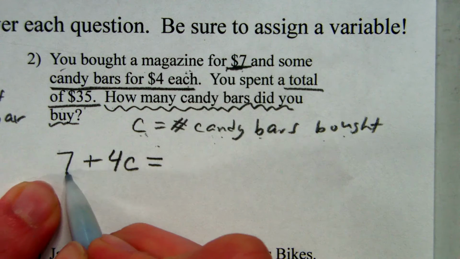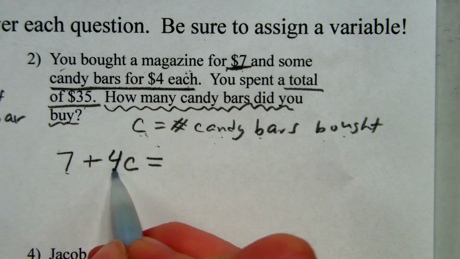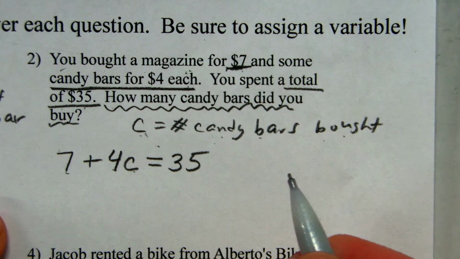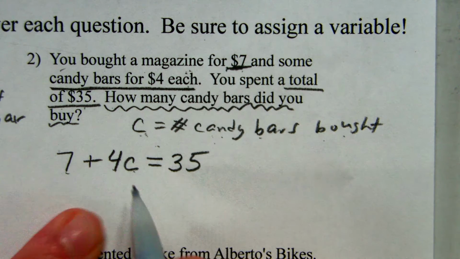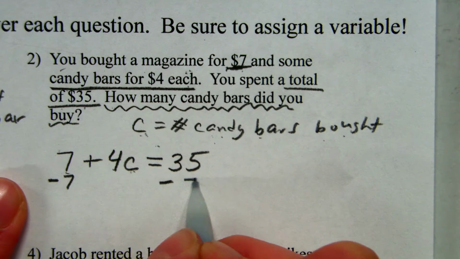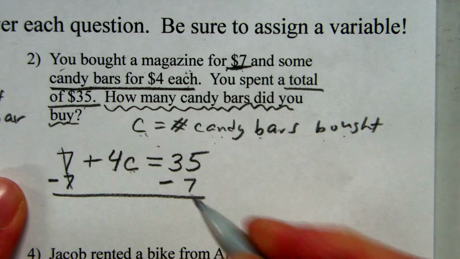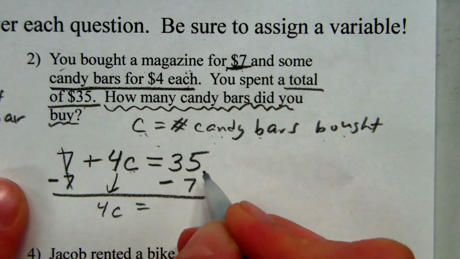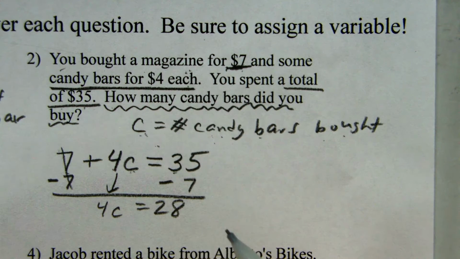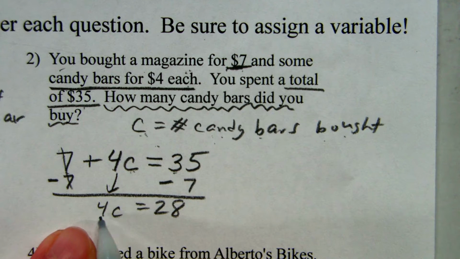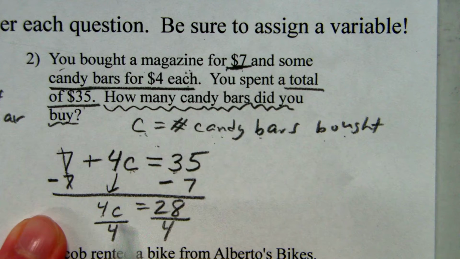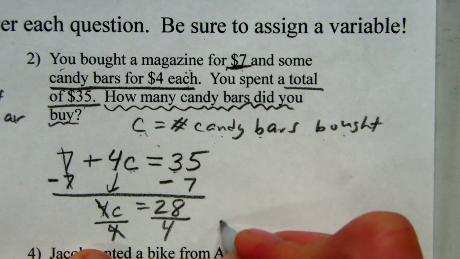So if I add up the $7 for the magazine and the $4 per candy bar, we get a total of 35. All right, so we want to get the term with C in it by itself, so we'll get rid of the 7 by subtracting 7 from both sides of the equation. Bring down the 4C, and we'll go ahead and subtract 35 minus 7, and we get 28. Now we have a one-step equation. 4 times C is 28, so we'll divide both sides by 4, and we get C equals 7.